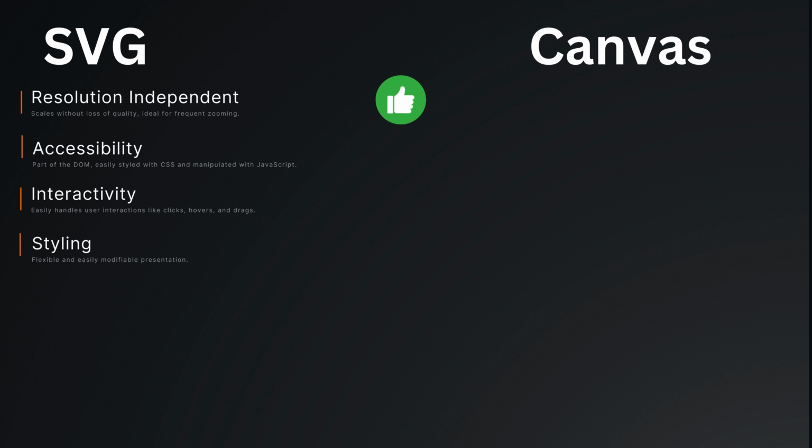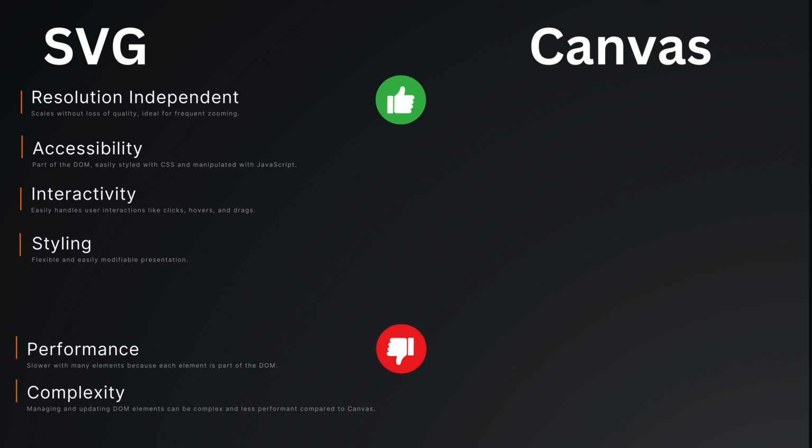On the other hand, we have such disadvantages. Performance: slower with many elements because each element is part of the DOM. And complexity: managing and updating DOM elements can be complex and less performant compared to Canvas.